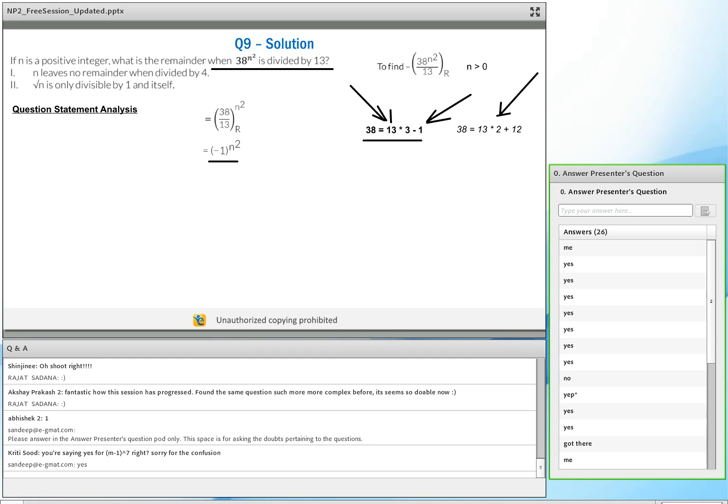Okay. Now, there are two possibilities. One is if n is odd, then in that case, the remainder is negative. You've got to add 13 back. If n is even, then in that case, your remainder is positive. You don't need to add 13. So if the remainder is negative, you need to add 13 to it, and the final remainder is 12. If n is even, the remainder is positive, and your remainder is plus 1. Okay. How many of you did this level of processing?